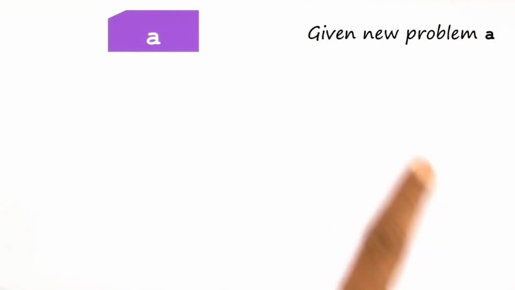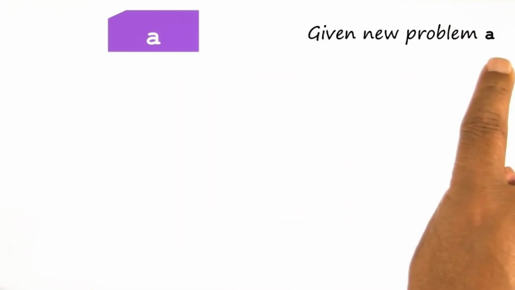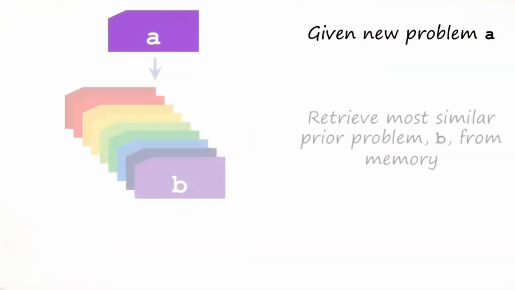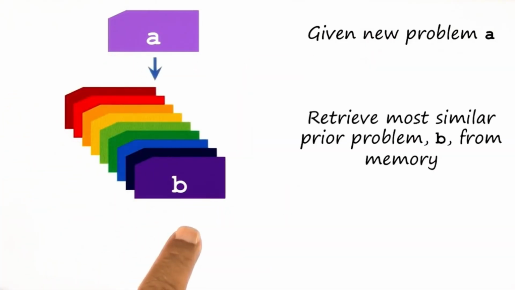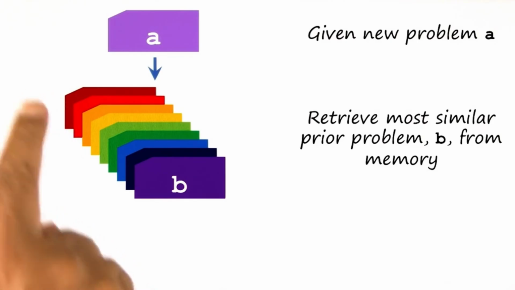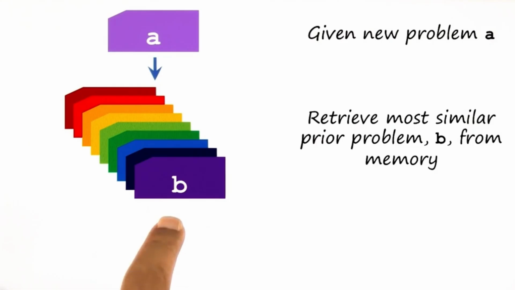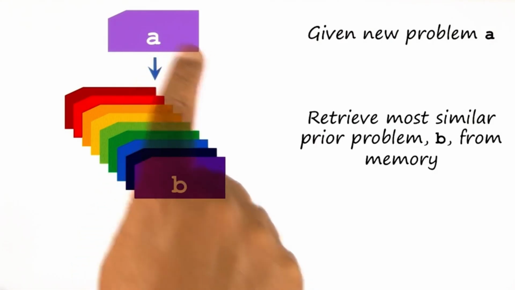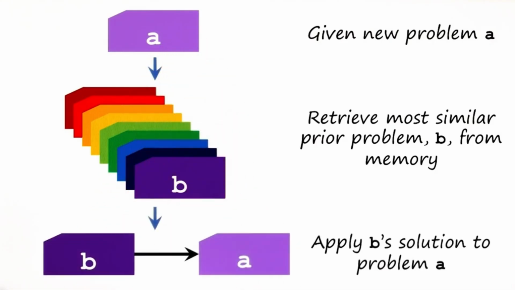This gives a visualization of what is happening in learning by recording cases. There is a new problem A shown by the color here, and memory contains a large number of cases, again represented by the different colors here. So we retrieve the case B that is most similar to the new problem A. In this particular case, we are deciding by color. And whatever was the solution to B, we apply to the situation A. While this visualization is useful, it's still very abstract.